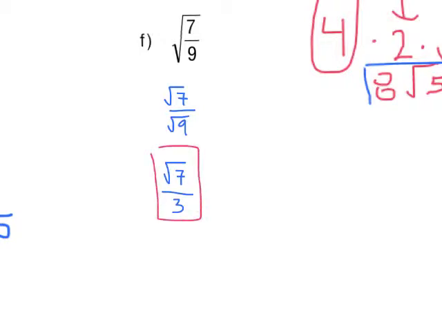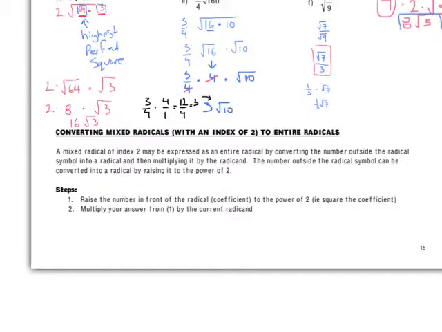We were able to get that 9 out of the root sign. Now you can rewrite this as 1 over 3 times root 7, or I should probably write it as 1 over 3 root 7. That's another way of writing it. Those are all correct answers. Okay, let's move on.